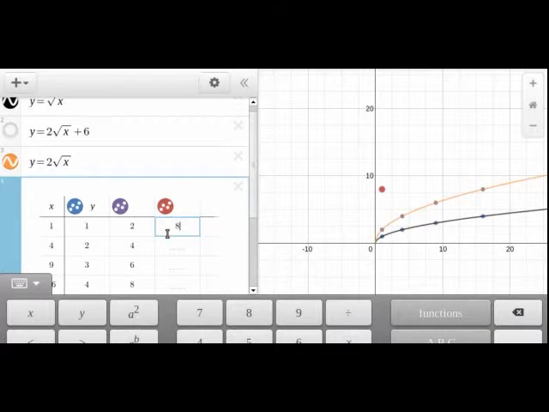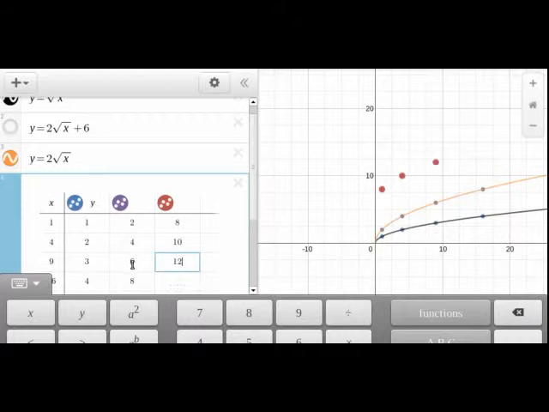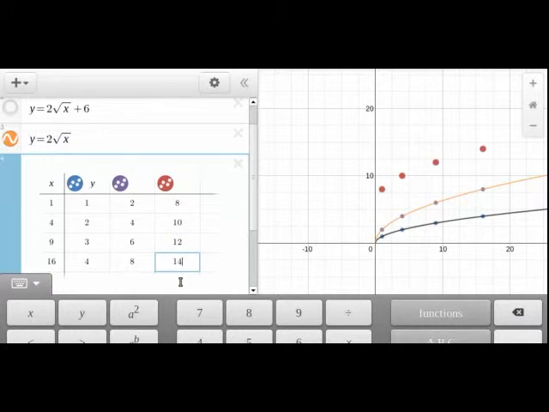So 2 plus 6 is 8. 4 plus 6 is 10. 6 plus 6 is 12. And 8 plus 6 is 14. There are my red dots. They show me where this is supposed to go.